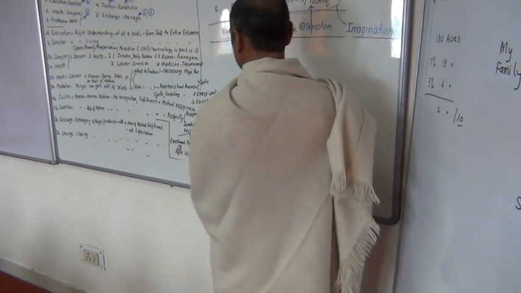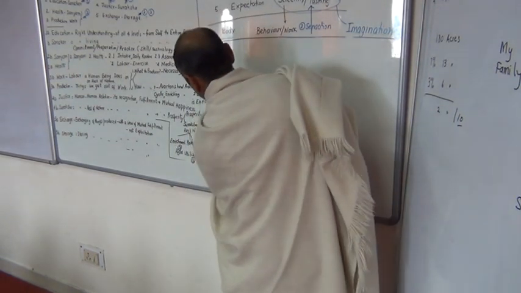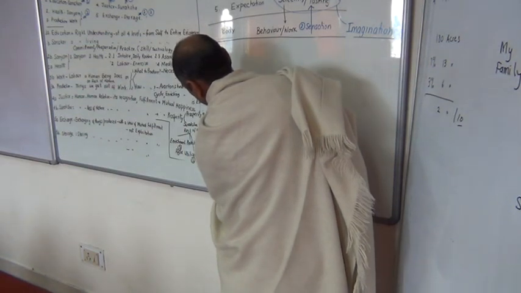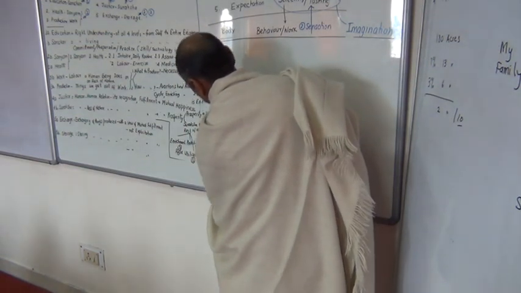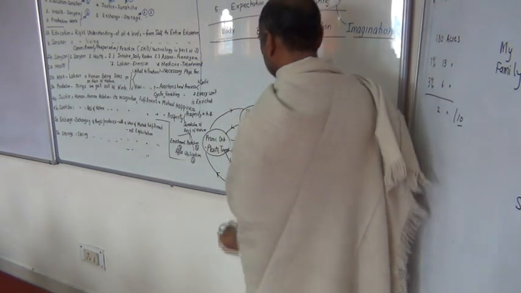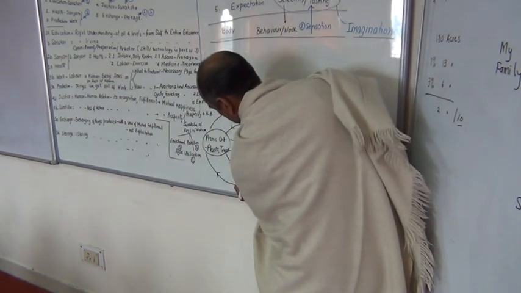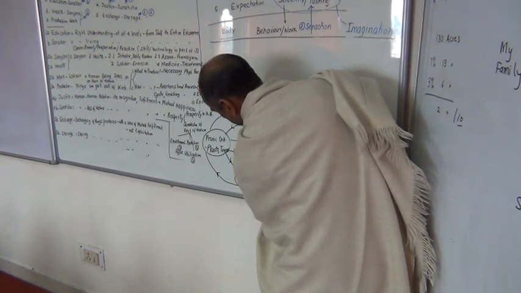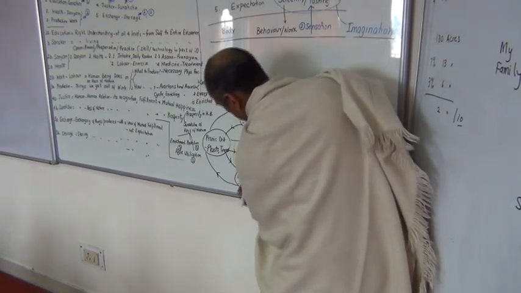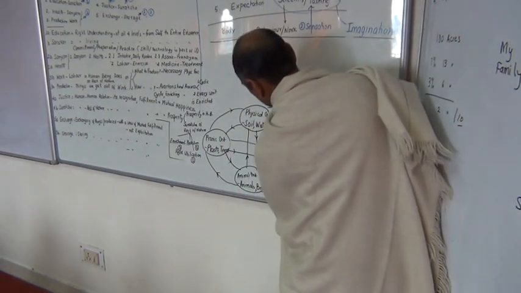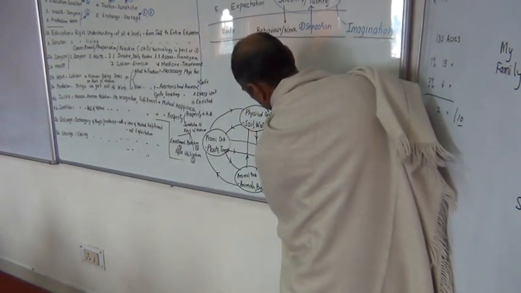Then these plants and trees are called the pranic order. The animals and birds, we are calling the animal order. And this human being, we are calling the human order.